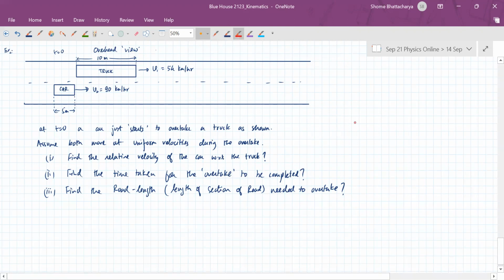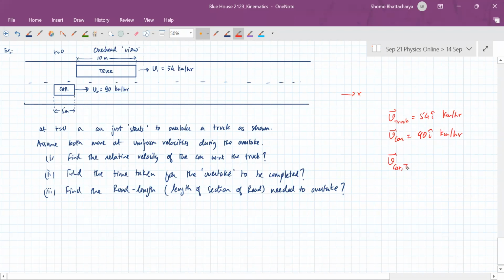Okay, so the first part is pretty easy. You can just use a one-dimensional notation only. Velocity of the truck is 54 i cap in kilometers per hour. The velocity of the car is 90 i cap in kilometers per hour. So relative velocity is very simple, really.